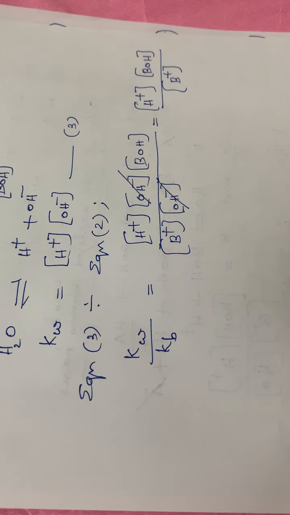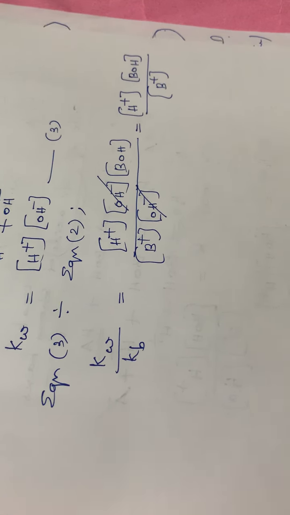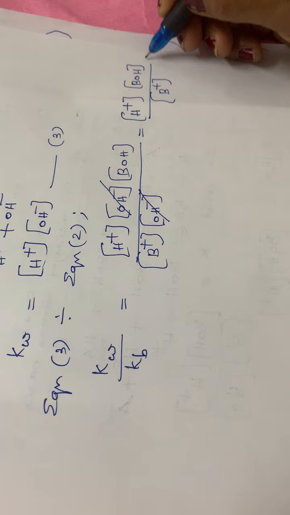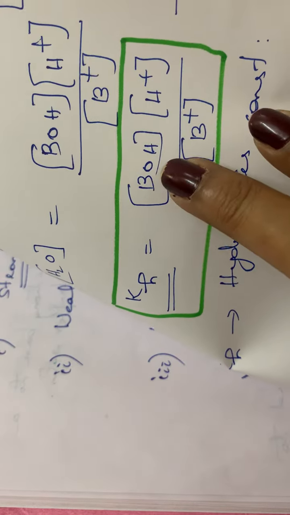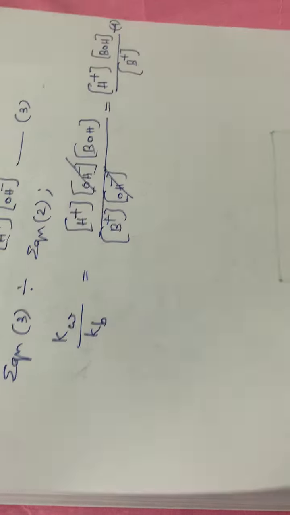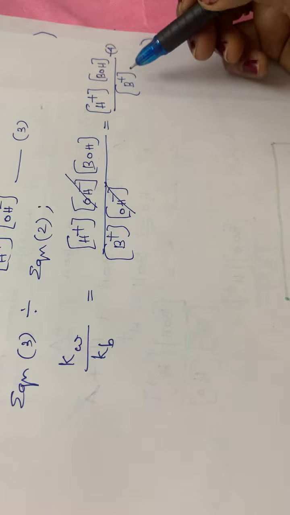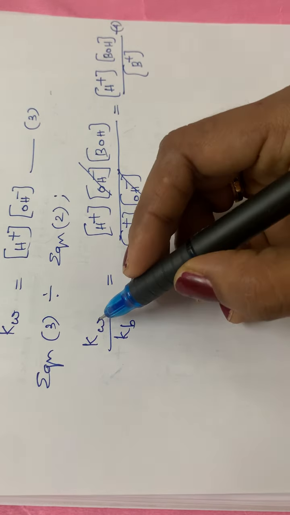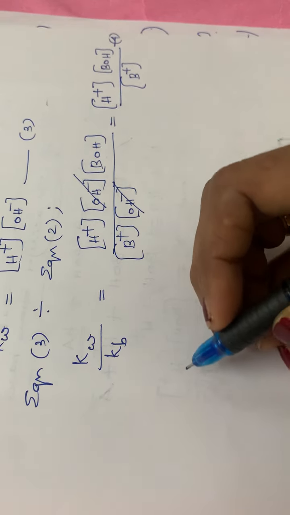What about KH? What is the value of KH? Put it as equation number 4. We have seen the value of KH. KH is equal to BOH into H plus divided by B plus, isn't it? Both are the same. Therefore, while we are dividing KW by KB, we will be getting KH.